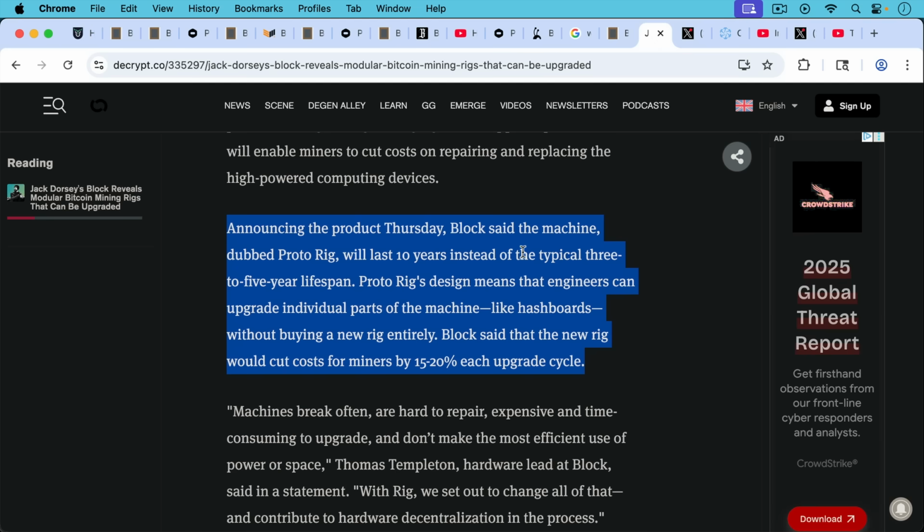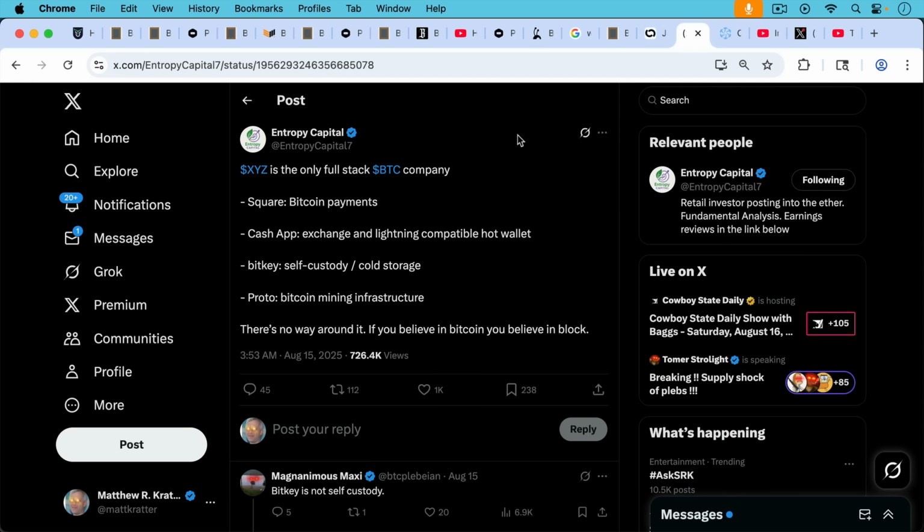This is from an article in Decrypt. Announcing the product Thursday, Block said that the machine, dubbed the Proto Rig, will last 10 years instead of the typical 3 to 5 year lifespan. Proto Rig's design means that engineers can upgrade individual parts of the machine, like the hashboards, without buying a new rig entirely. Block said that the new rig would cut costs for miners by 15 to 20% each upgrade cycle. So that's part of the calculation as well in terms of the pricing of these.